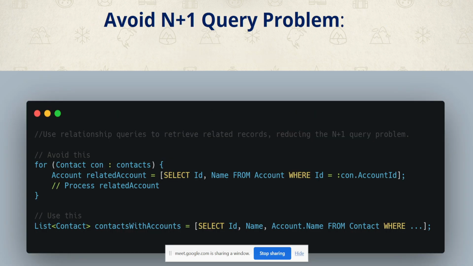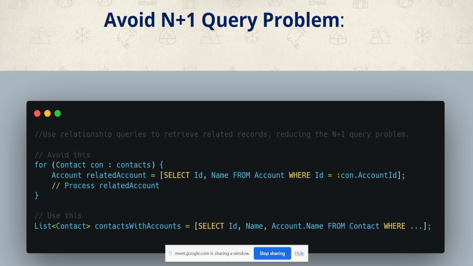Avoid the N+1 query problem, which is also a common problem nowadays. Use relationship queries to retrieve related records, reducing the N+1 queries problem. Suppose you have lots of related queries or any kind of query. Always make them relationship queries, whether it is a custom object or a standard object, inside your code.